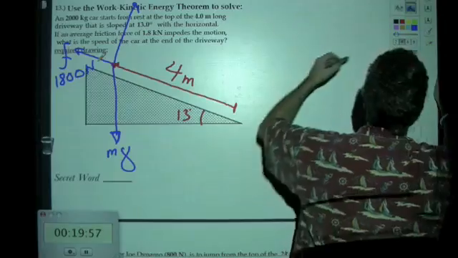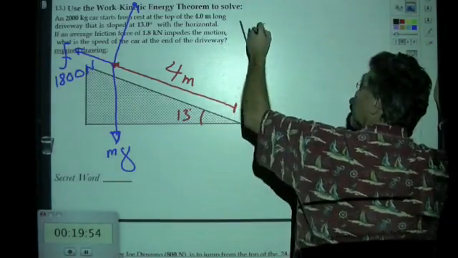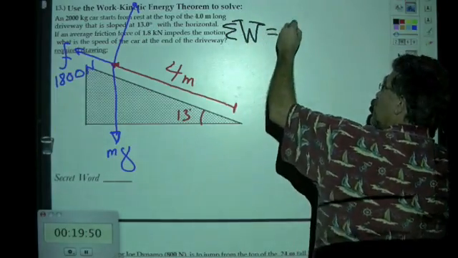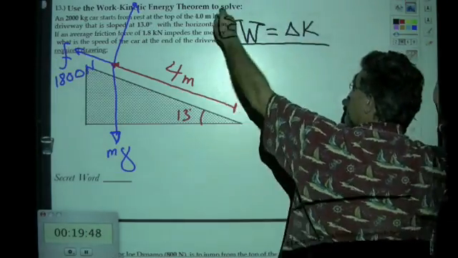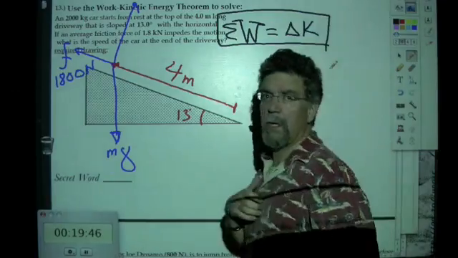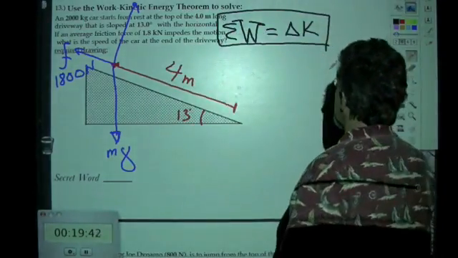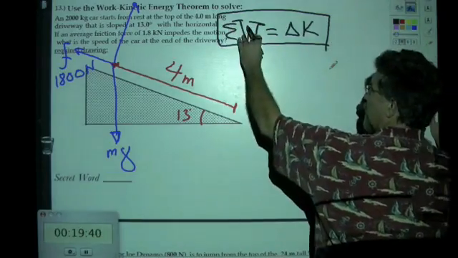So, very simply put, this is the work done. It's the summation of work. Remember the pocket version? Summation of work equals change in kinetic energy. That's the pocket version of the most important theorem in mechanical engineering by some accounts. So let's add up the work done.